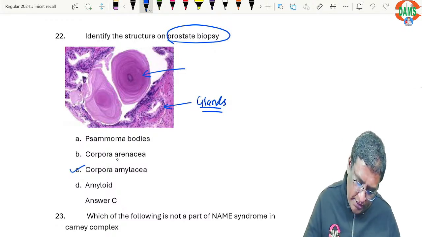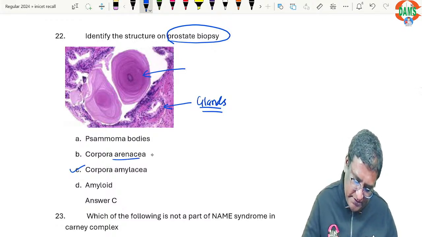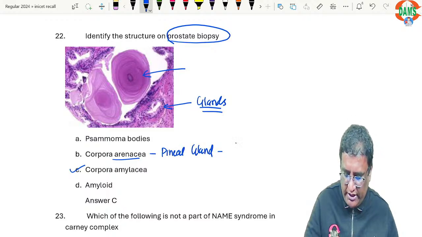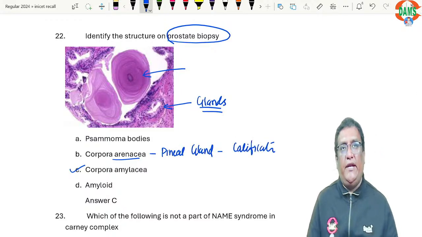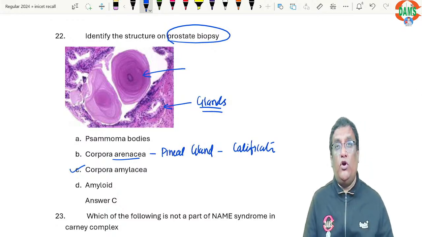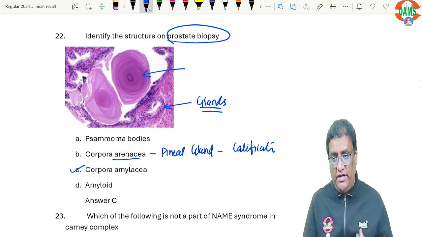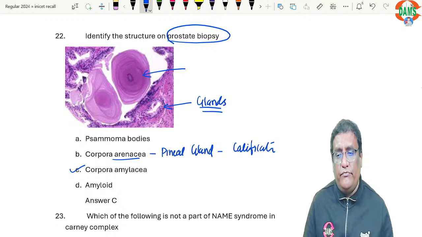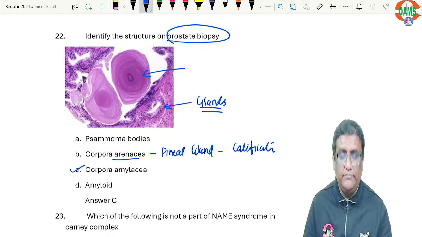Corpora arenaceae will be seen in the pineal gland, which will show calcification. Calcification is seen in the pineal gland. Psammoma bodies will be seen. Was a hint given? Prostate was given, or a male genital something should have been given.